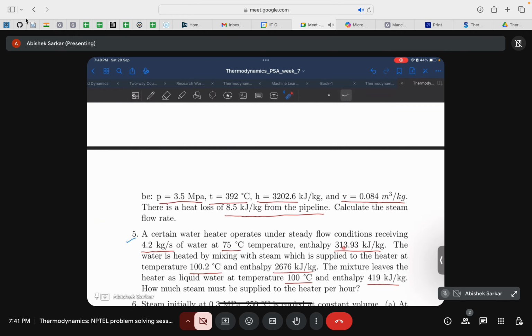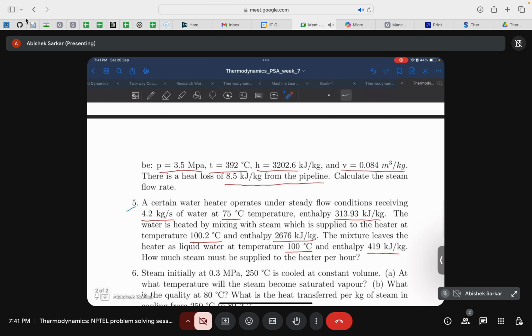value between these two. Okay, so this basically acts as a heat exchanger where the fluids are interacting with each other. Okay, so you need to find how much steam must be applied to the heater per hour. Your mass of the liquid water is given, that has to be heated. Given that the temperature of the steam and the enthalpy of steam are constant, you need to find the amount of steam that has to be applied per hour to heat this water to a temperature of 100 degrees Celsius. Okay, so that's the question.